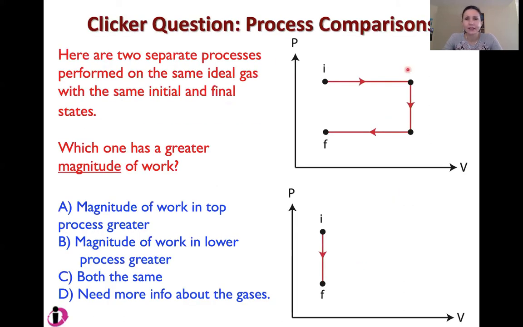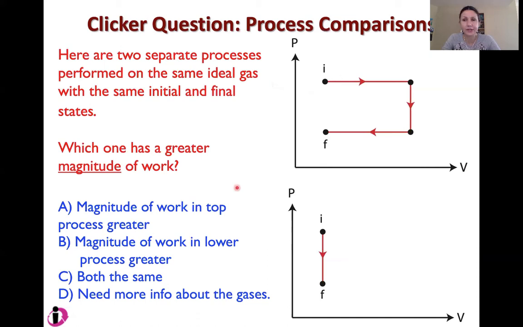Okay, here's another question for you. Here we have two separate processes that are performed on the same ideal gas. Same just means, let's say, monatomic, with the same amount and the same initial and final states. So this I and this F. Again, there are no numbers here, but imagine I have the same numbers. Initially we have the same pressure and volume here and here, and the same final here and here. But you see that the processes up here and down here are different, the process to get from the initial to the final state.